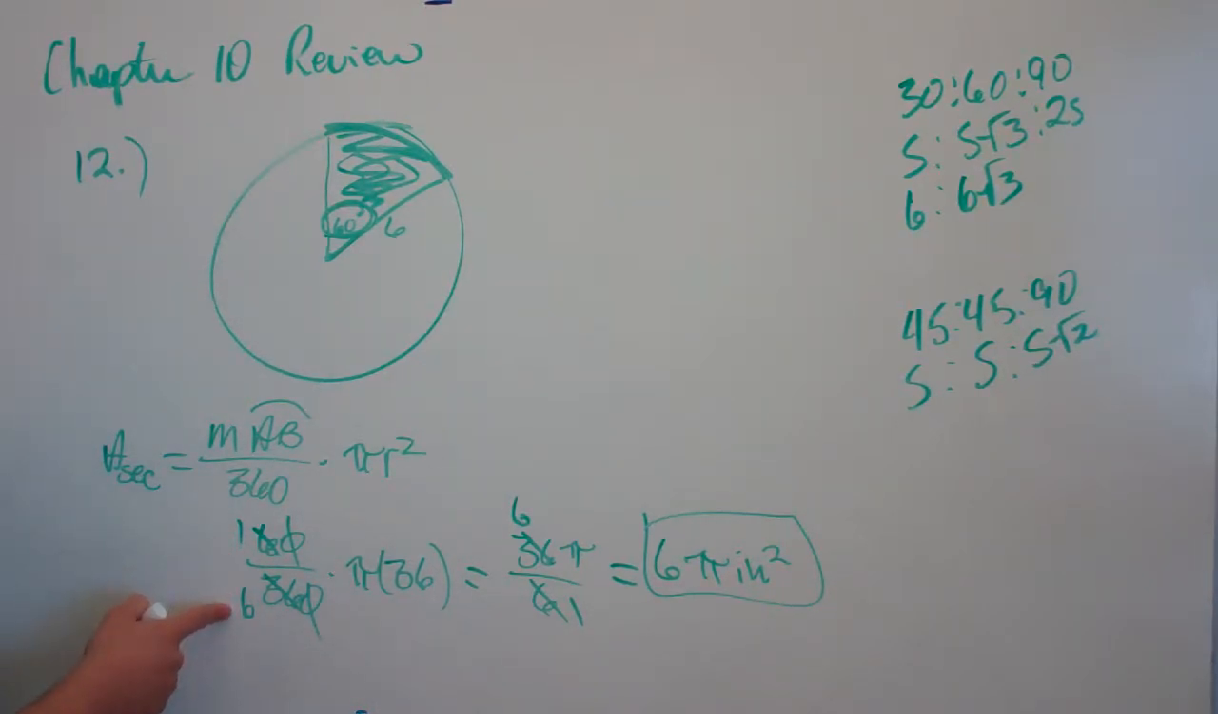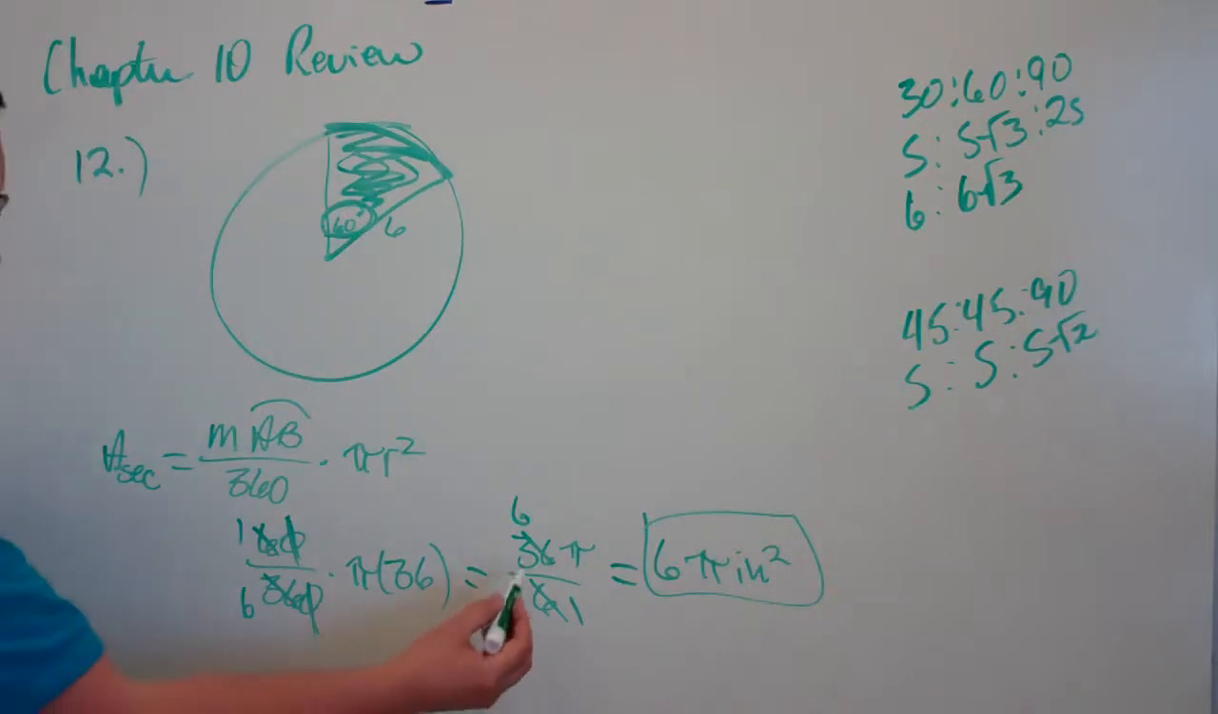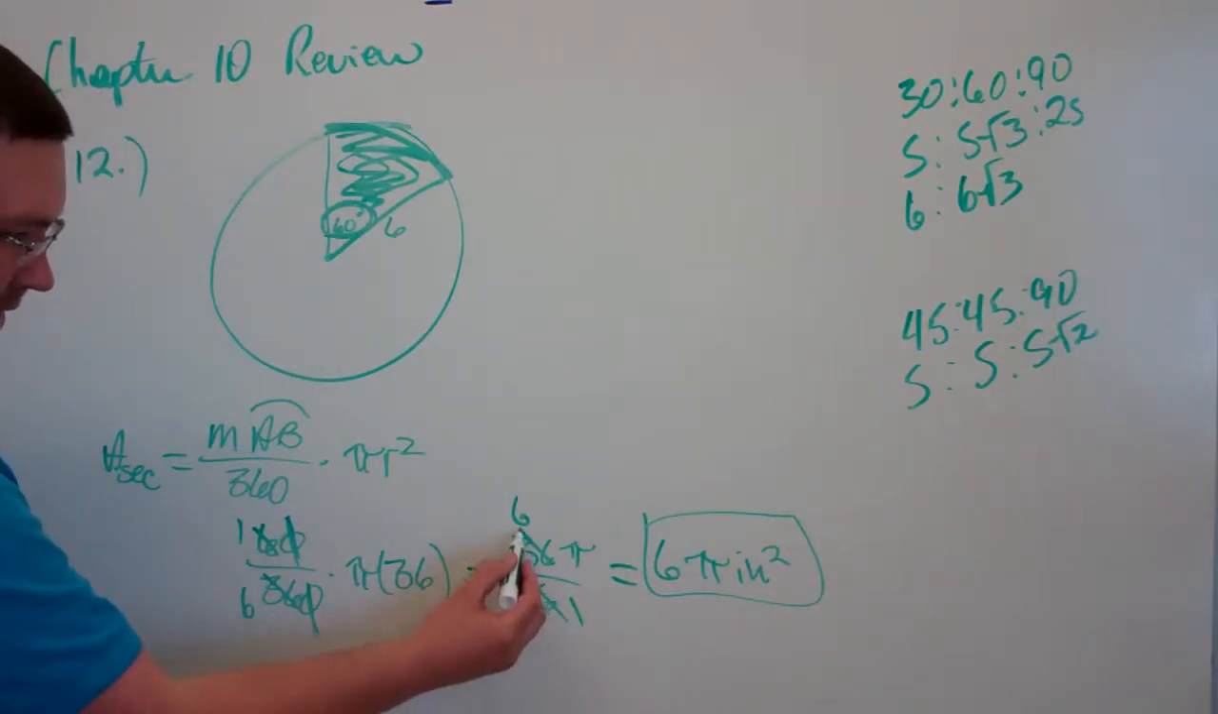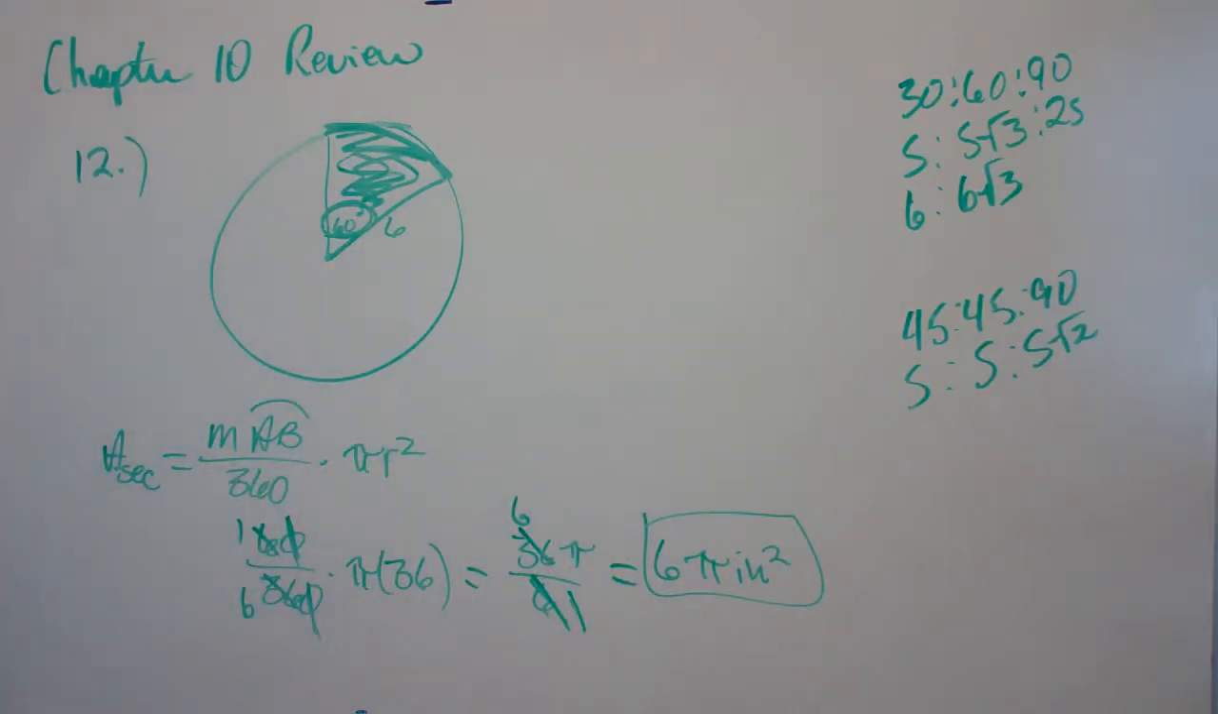So you're going to do 60 over 360 times pi times 6 squared, which is 36. Remember, the zeros cancel. And then the 6 and the 36 go to 1 over 6 times 36 pi. So this is simply 36 pi over 6. The 36 and the 6 cancel to a 1 and a 6. So all you're left with is 6 pi inches squared. Alright? Let's go on to 14.